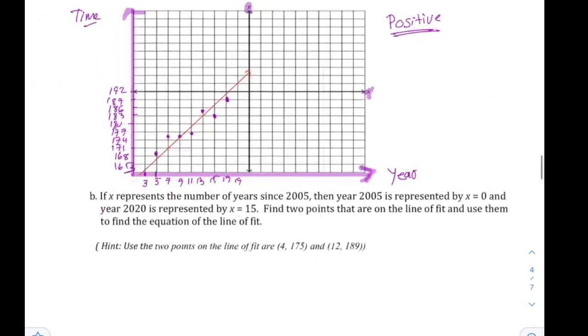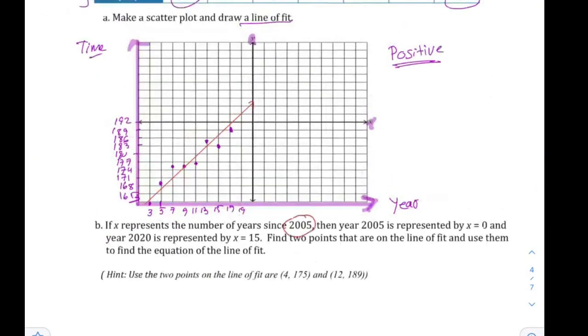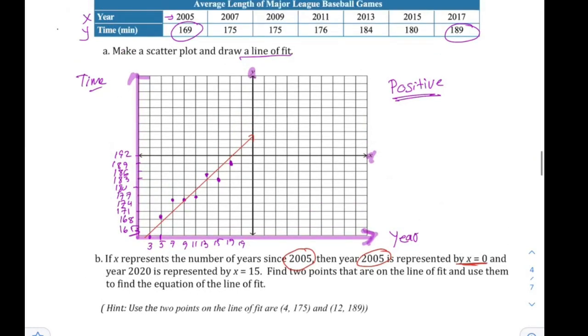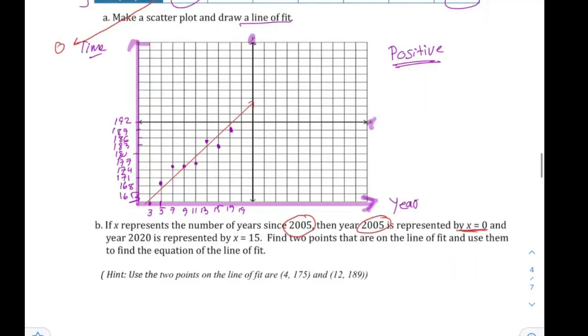Now, if X represents the number of years since 2005, then year 2005 is represented by X equals 0. Remember that we will take this year as 0. The first one is 0. Everything will refer to 2005. It means 2020 will be at X equals 15. So X equals 15 means what? 2020 minus 2005, because this is our 0. So X will be 15. Remember this because we are going to use it later.